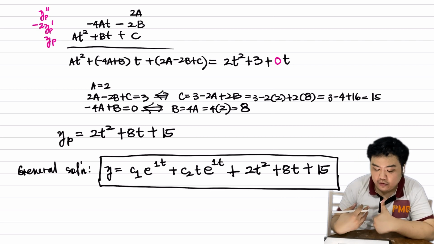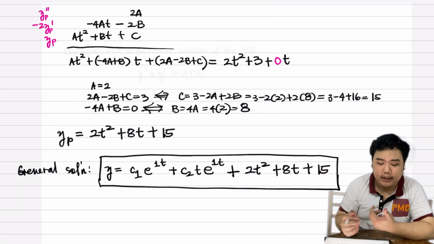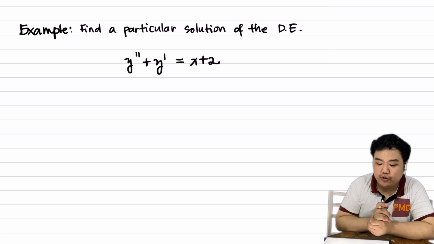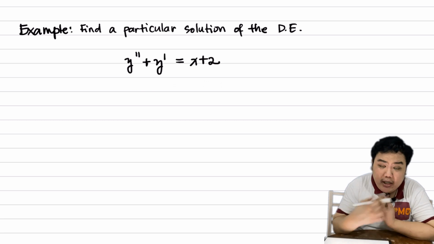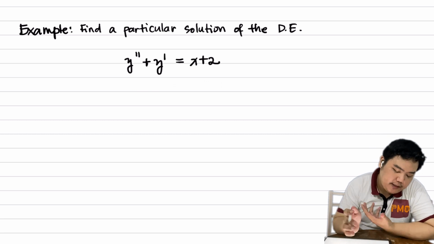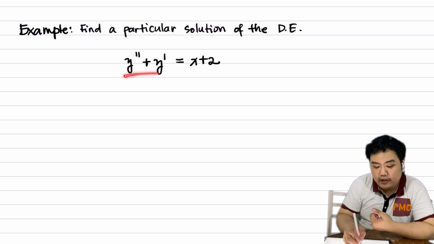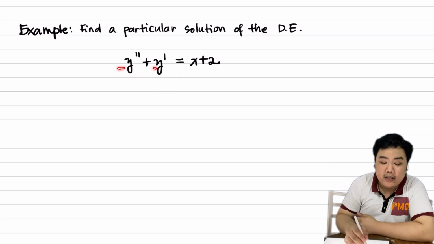Pero meron pa akong ibibigay ng isang example wherein yung guess natin, hindi siya magwo-work. Let's try this one. Find a particular solution for this differential equation. So, particular solution lang pinapahanap. So, y sub p lang. Candidate for y sub p. Okay, kung titignan nyo itong differential equation na ito, this is second order linear, with constant coefficients pero non-homogeneous.